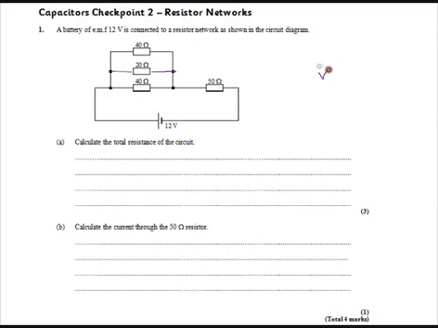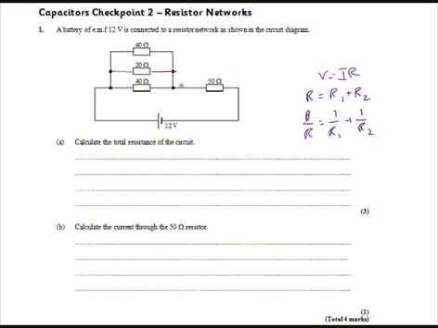Most of this is to do with V equals IR, and it's to do with R equals R1 plus R2 for series circuits, and 1 over R equals 1 over R1 plus 1 over R2 for parallel circuits, okay? These are really the only equations we need, but we need to be trying to apply them accurately. So calculate the total resistance of the circuit.